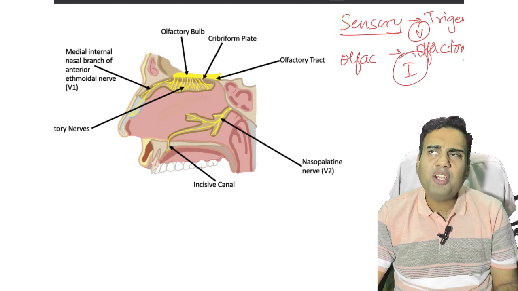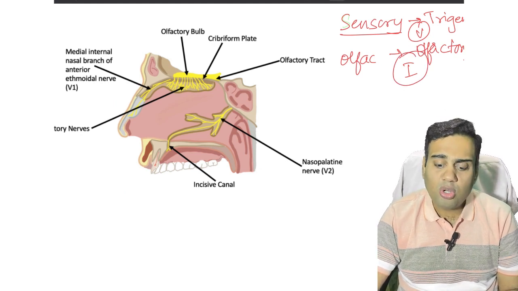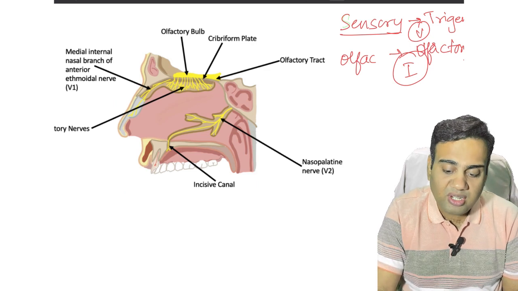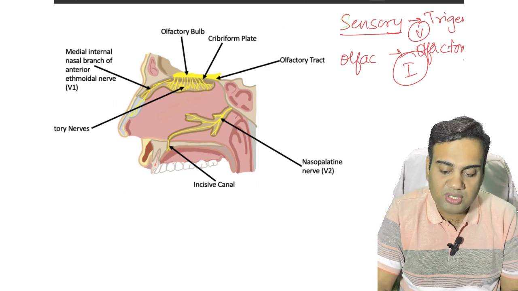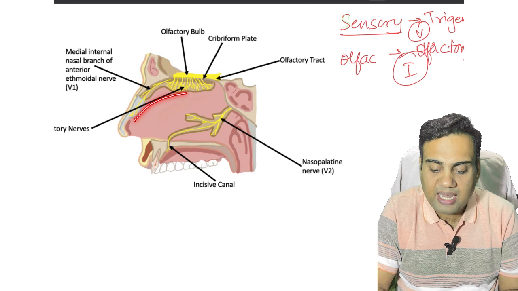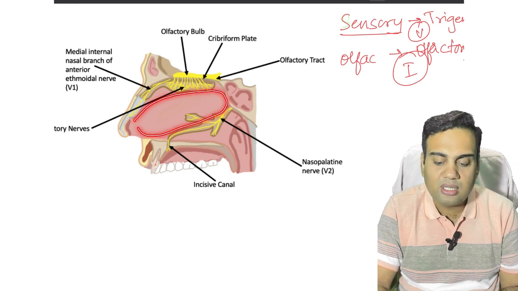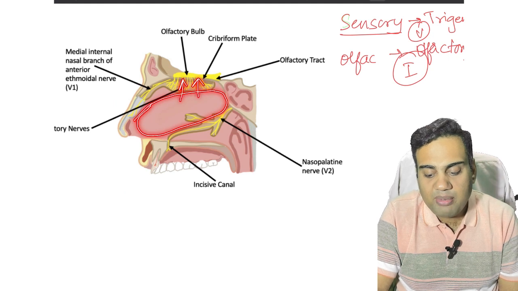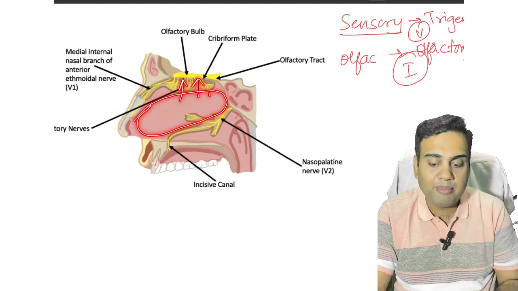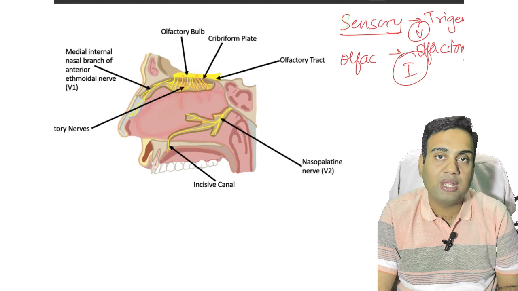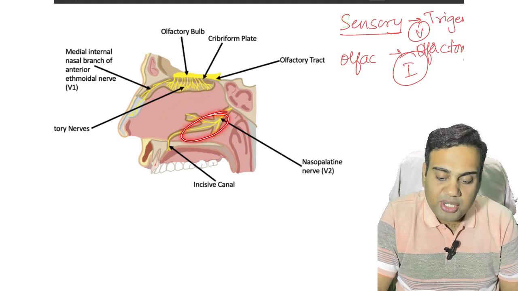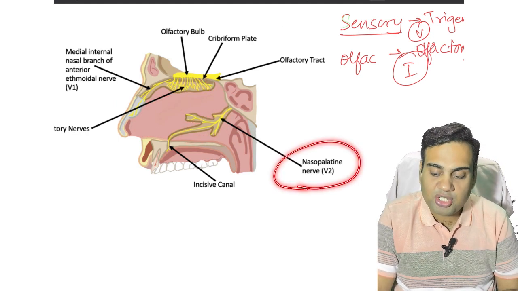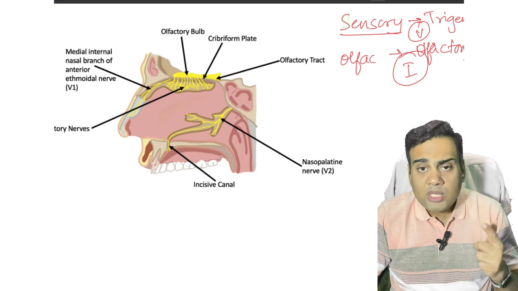Why should you know about the nerves? You should know about the nerves for two reasons. The first reason is that if you are going to have any kind of mass or a polyp over here, the patient may have anosmia. The patient may not be able to breathe because sensations are not going up. Or the patient can have facial pain because of pressure over the V2 nerve.